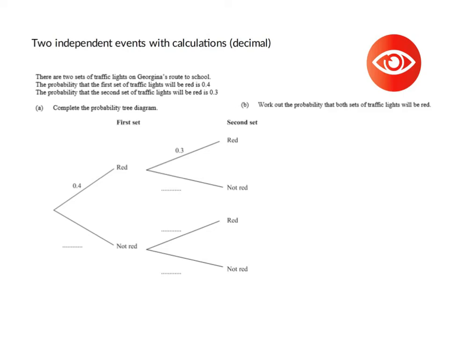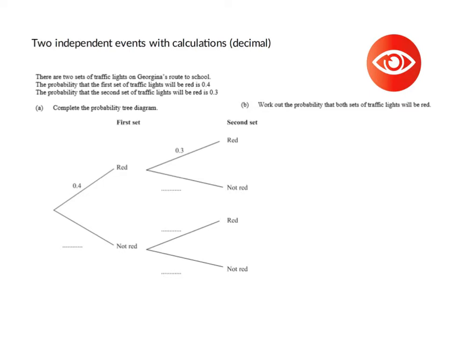So we're looking at two independent events with calculations as a decimal in this one. The question that we're looking at, you're given the probabilities as a decimal. So the probability of having a red at the first set of traffic lights is 0.4, which is given to us on the diagram. And then the second lot of traffic lights we have 0.3, again given on the diagram.